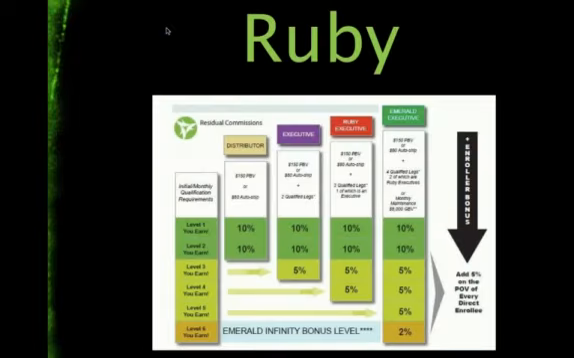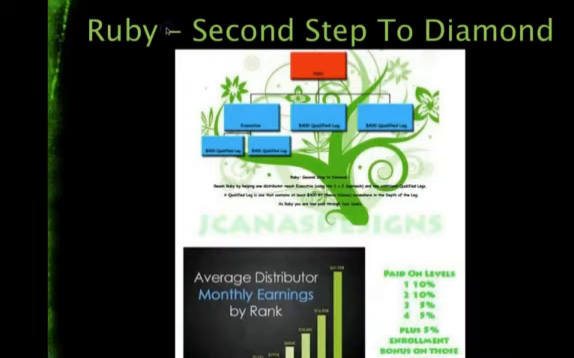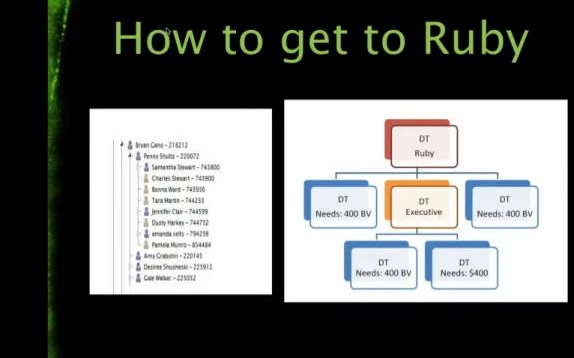Okay, next we have Ruby, and Ruby is the second step to diamond. A Ruby is a distributor with 2 qualified legs and also an executive. Looking at this example, Brian will be our Ruby. If you look at his downline, he has Penny, Amy, Desiree, and Gail on his first level. Okay, and then you also see Penny has some distributors under her. So looking at this example, Penny will more than likely be the executive because she has distributors under her, and Amy, Desiree, and Gail do not.